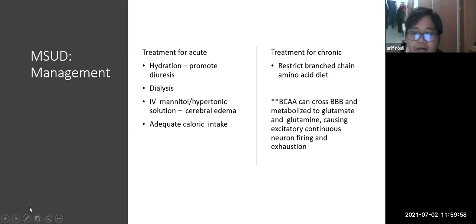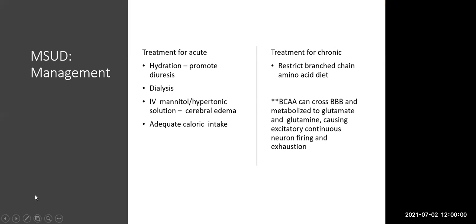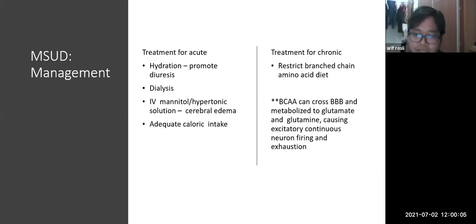For branched-chain amino acids, MSUD is important because they can cross the blood-brain barrier and be metabolized to glutamate and glutamine, which in turn cause excitatory continuous neuron firing and exhaustion. Next.